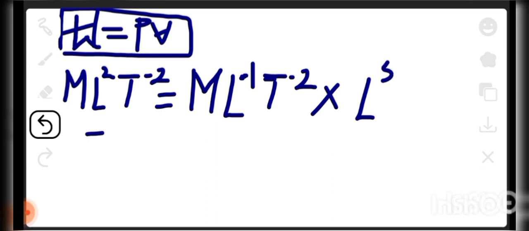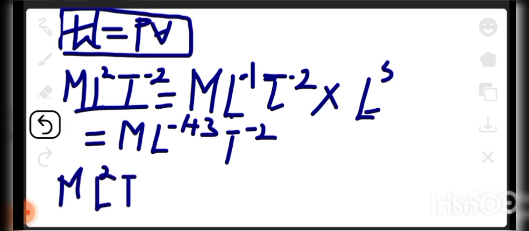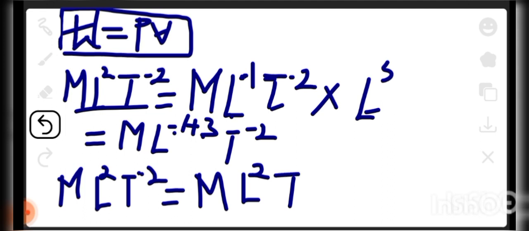So that will be equal to M first, then you pick one base, L, then add up the powers, minus 1 plus 3. Then T is just T raised to power minus 2. So the left hand side is M L squared T raised to power minus 2, and the right hand side is M, minus 1 plus 3 that is 2, L squared, then T raised to power minus 2.